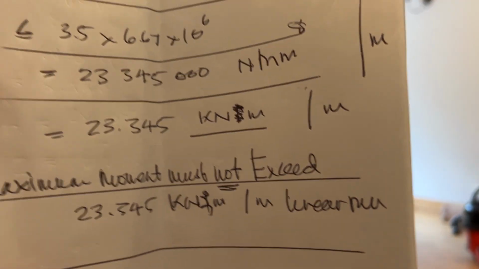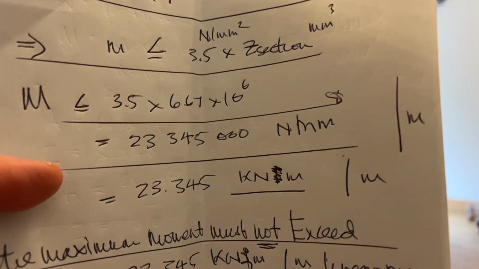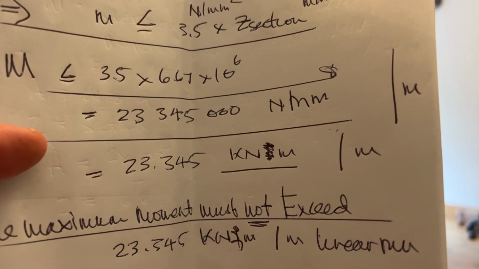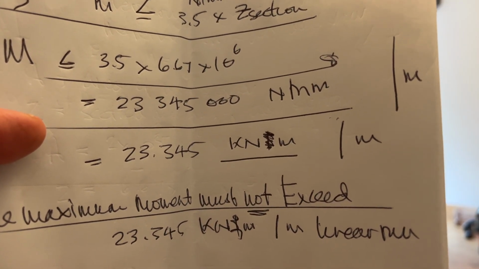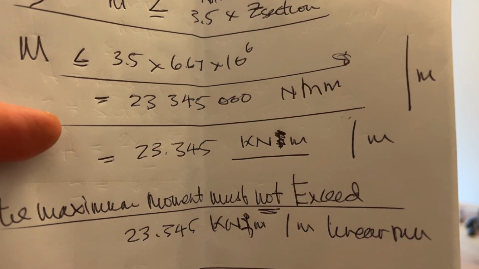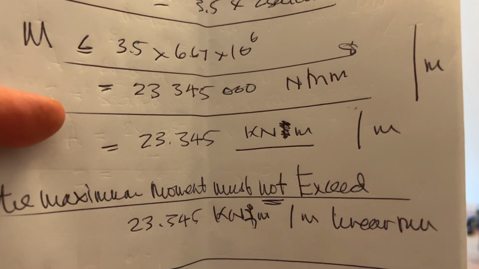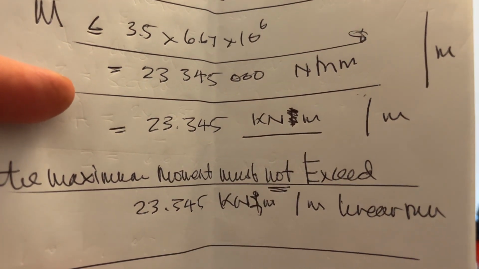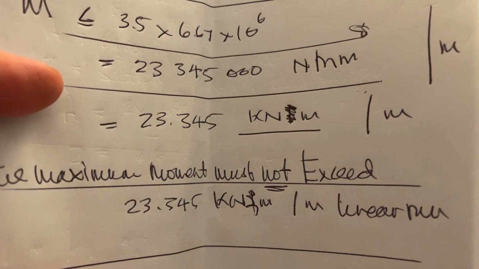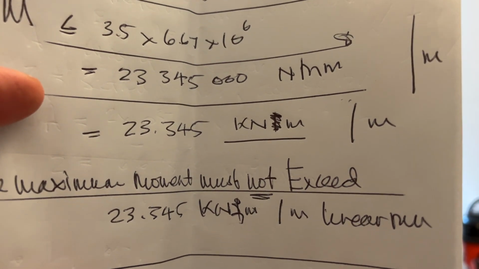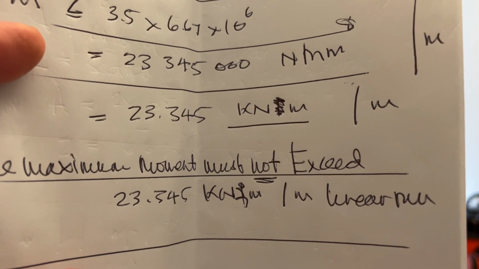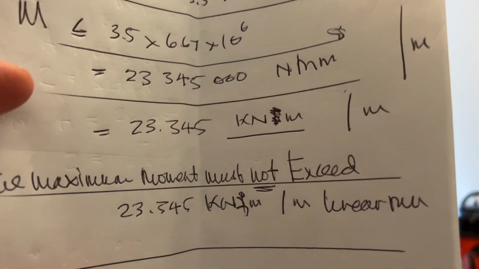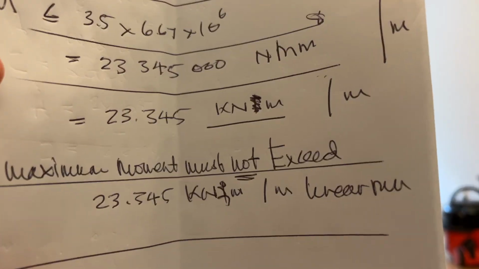I'll write that again. Moment must be equal to or less than 3.5 newtons per millimeter squared times 6.67 times 10 to the power of 6 millimeter cubed. So that is 23,345,000 Newton millimeters per meter. Oh yeah, so that's correct, 23,345,000 Newton millimeters per meter.